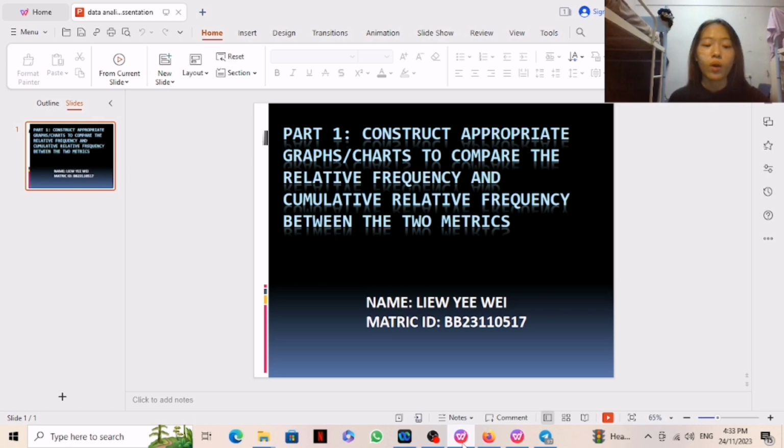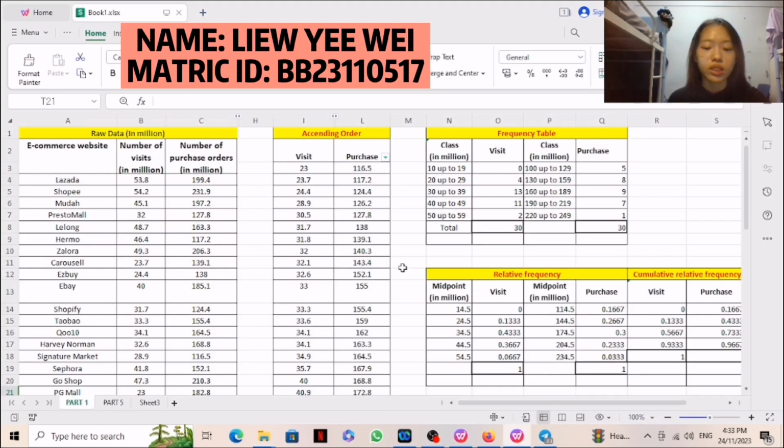Now I will present part 1, which is to construct appropriate graphs or charts to compare the relative frequency and cumulative relative frequency between the two metrics. Relative frequency can be defined as the number of times an event occurs divided by the total number of events occurring in a given scenario.